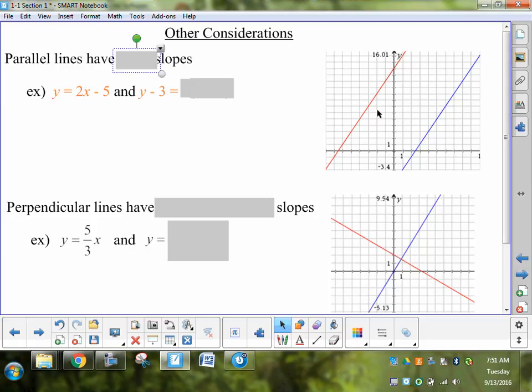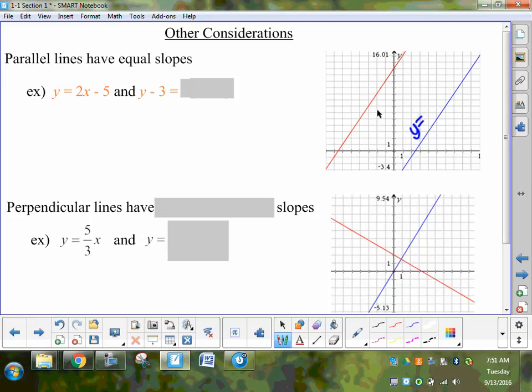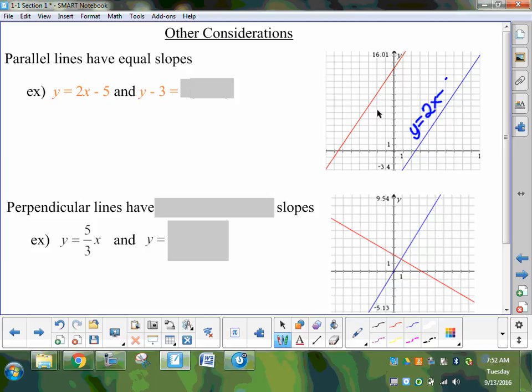Now, you all hopefully were good at this. Parallel lines are going to have the same or equal slopes. So an example of that would be if I had y equals 2x minus 5, and if I had y is equal to, now, over here, this is our first one. This is going to be y is equal to 2x minus 5.